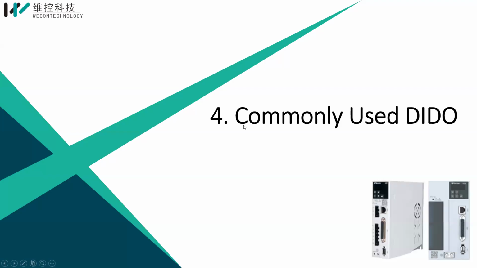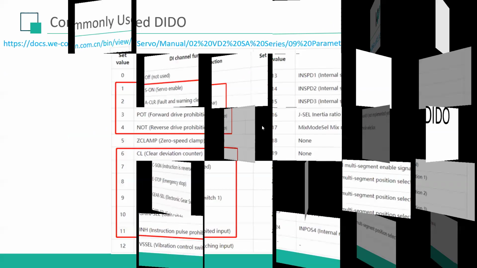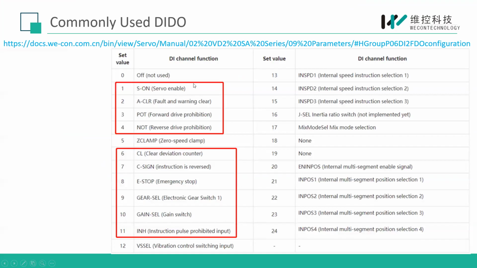And the next part is about some commonly used DIDO. First, for DI, you can see here we have many DI inputs, channel function, and these two parts are commonly used DI. For example, servo enable and alarm clear, and forward drive prohibition and reverse drive prohibition.